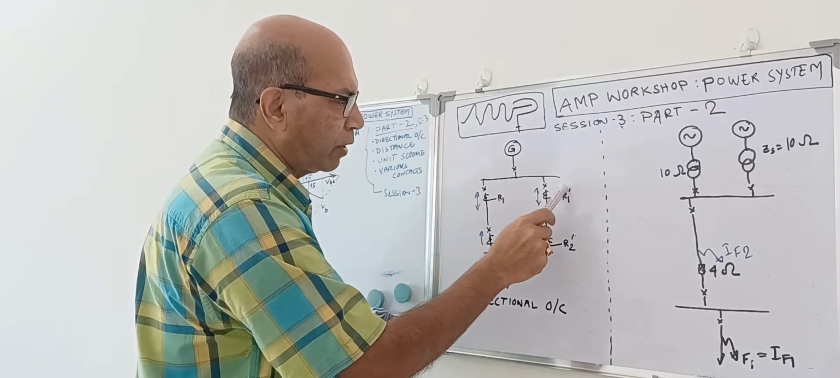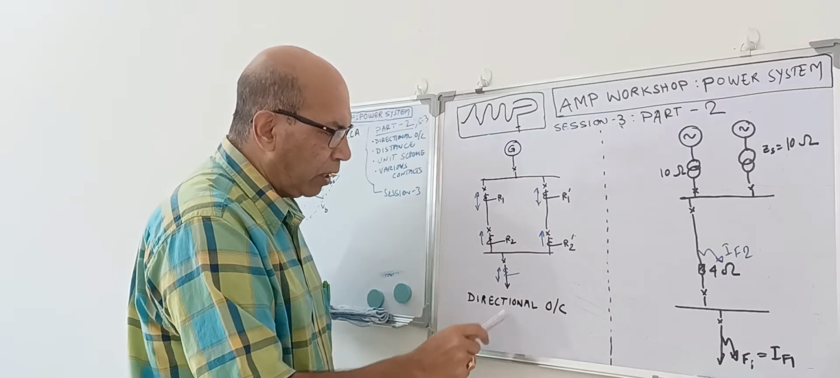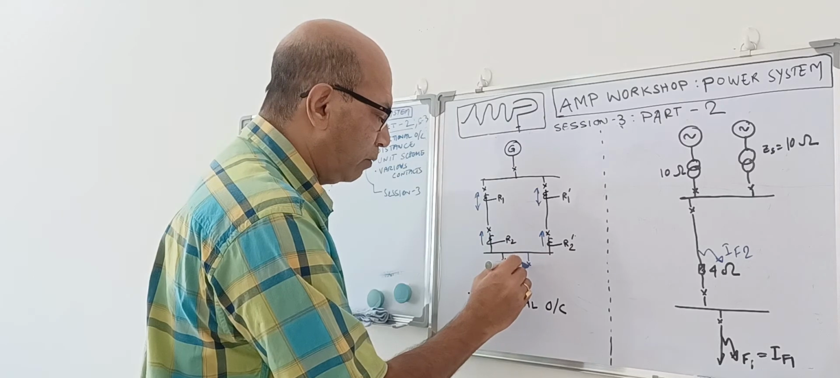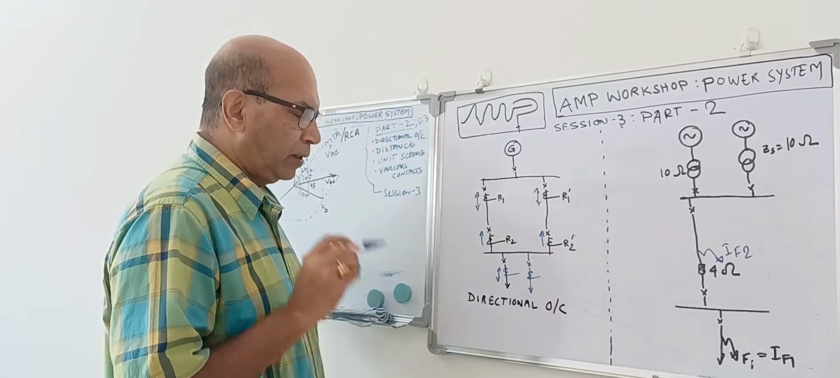This is protection one R1 dash, protection R2 dash. These are the four protections, and then various outgoing feeders go from here, of which I have shown only one outgoing. There are so many outgoing feeders going. Each has its protection. Now let's see what is happening.